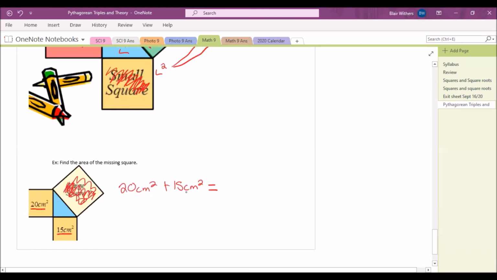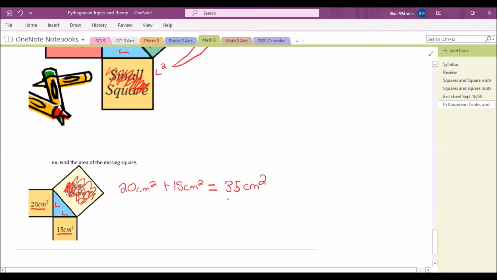Because we already have centimeters squared, that indicates that whatever this length was here and here, it's already been squared for us. So that means the answer to our question is simply 20 plus 15, which is 35 centimeters squared. So that's the area of this large square right here. That's how we use the Pythagorean theorem to find the area of squares based off of a right triangle.